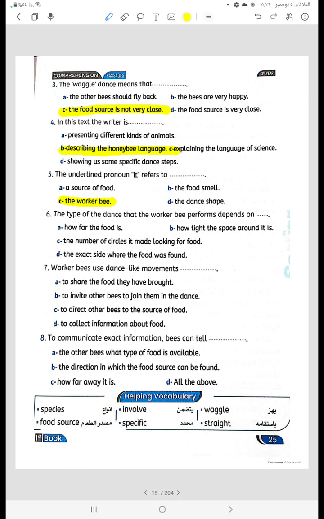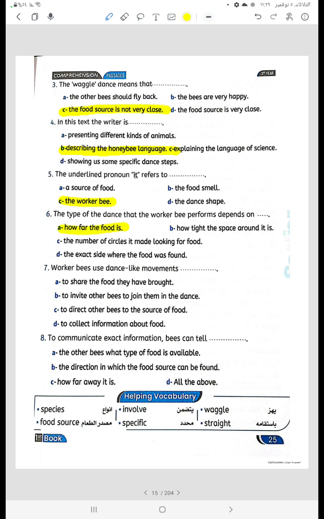The worker bee. The type of the dance that the worker bee performs depends on how far the food is, how wide, how tight the space around it is, the number of circles it made looking for food, the exact site where the food was found. طبعا how far the food is.